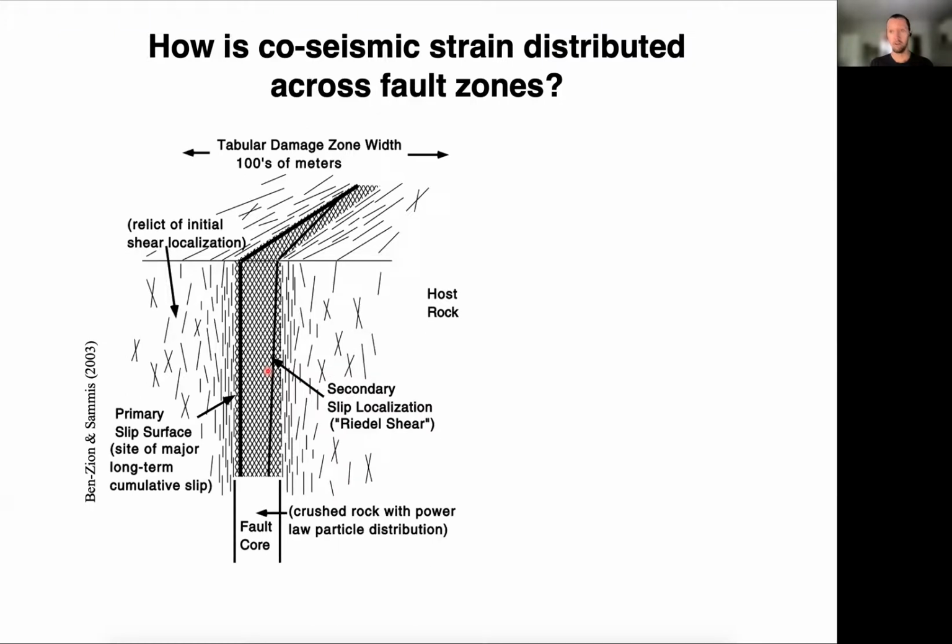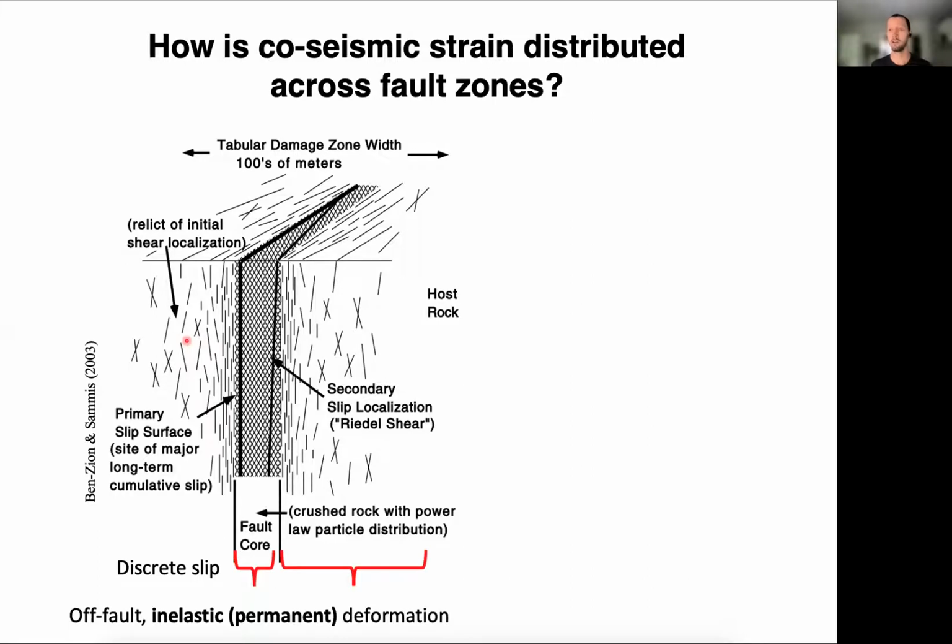So we know faults aren't simple planes, they're complex zones of damage. In this example here, a fault zone is typically made up of a principal slip surface at its core that's usually surrounded by ultracataclasite or cataclasite material. And as you get further away from this fault core, you typically find a decrease in the density of fractures.